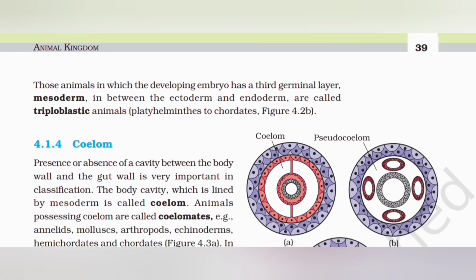Those animals in which the developing embryo has a third germinal layer, mesoderm, in between the ectoderm and endoderm, are called triploblastic animals. Example, Platyhelminthes to chordates. Figure 4.2b.